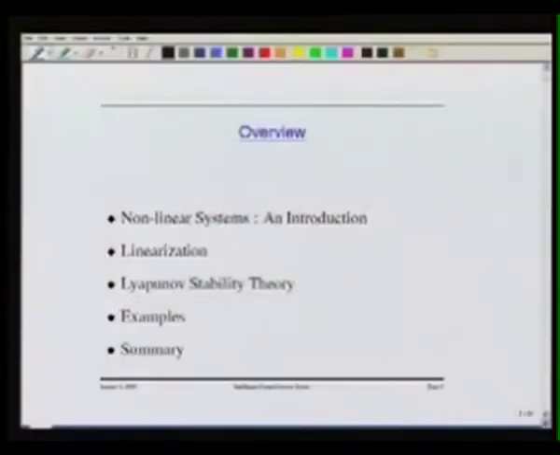Hence, I thought that we must discuss this subject of nonlinear system analysis. You should have some background before you can actually appreciate what we teach in this course. In this course, we will introduce what is a nonlinear system, what is linearization, Lyapunov stability theory, and some examples.